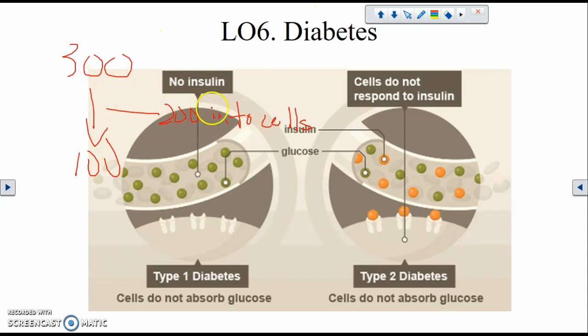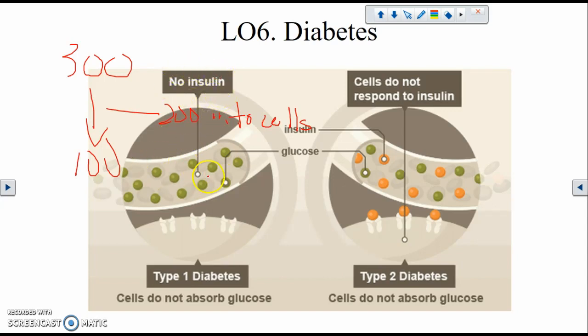Now, the difference between type 1 and type 2, folks, is in type 1, your pancreas has been shot. Your pancreas can no longer make insulin for one reason or another. You get a pancreatitis when you were young, you had a viral infection, you actually have a bacterial infection in your pancreas. Now your pancreas can no longer make insulin.